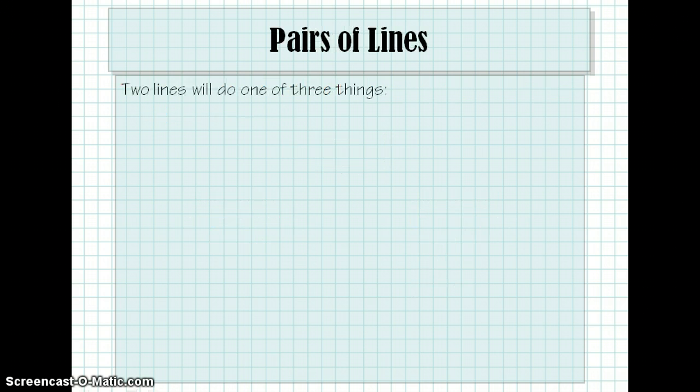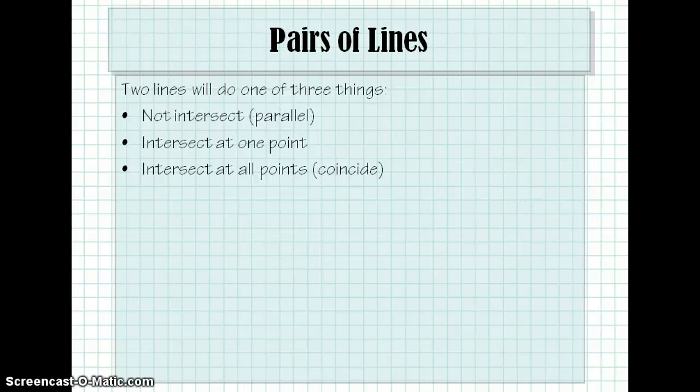Now when you're talking about pairs of lines, there's really only one of three things they can do. They can either not intersect at all, and that means they're parallel. And we're talking about coplanar lines here; obviously, non-coplanar lines is a whole other story. They can intersect at one point, or they can intersect at all points. Basically, they can lie on top of each other.